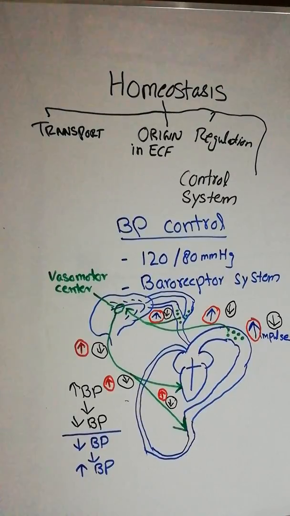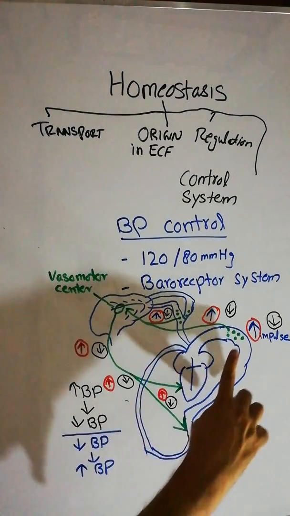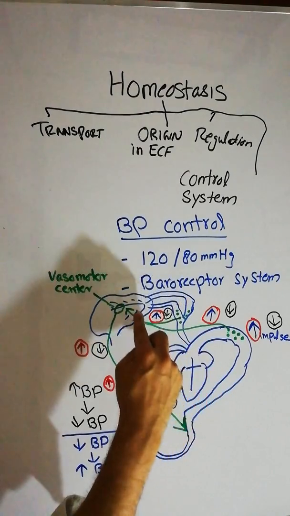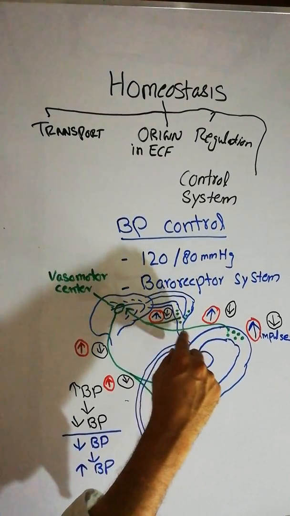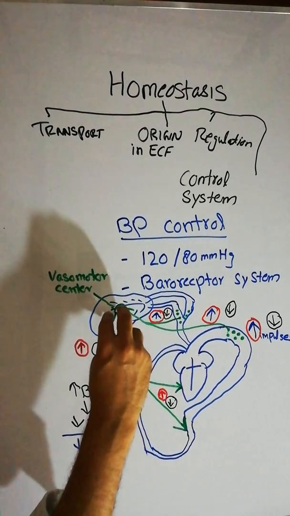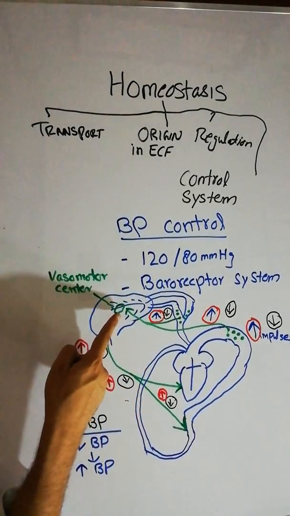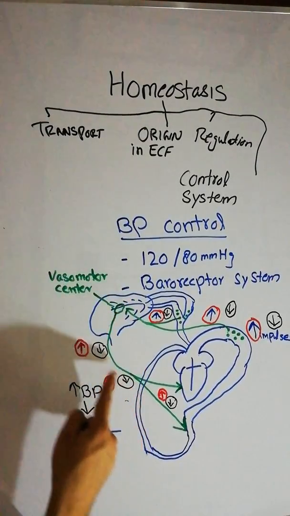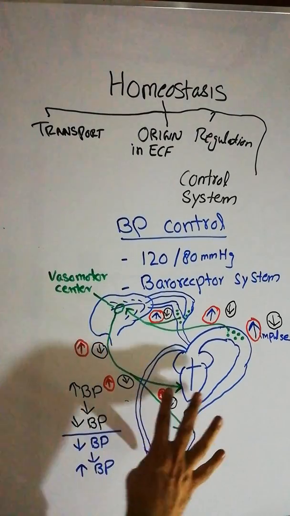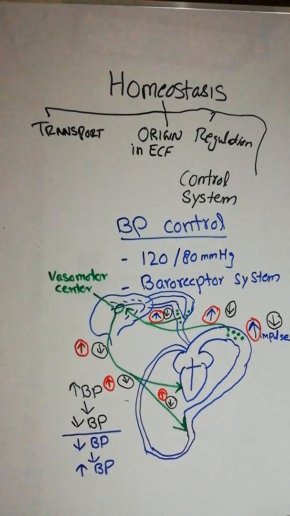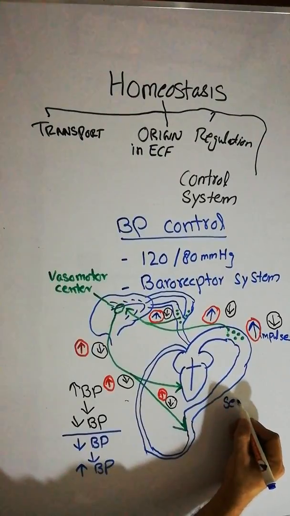Here, all the components of homeostasis mechanisms are working. The baroreceptors are working as sensors or detectors. Then these neurons are functioning as transmitters. The vasomotor center is functioning as a processor. The signals of the processor are again transmitted through the transmitters, and the heart and the vessels are functioning as effectors.